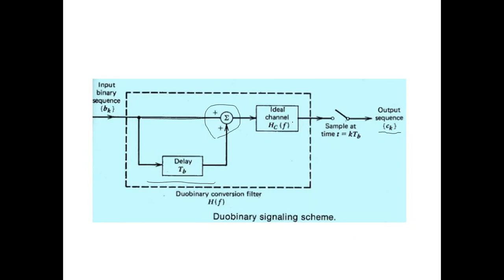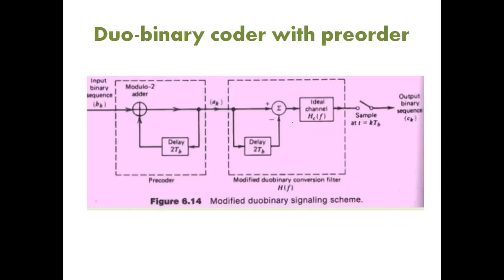If we go for the duobinary coder with precoder, the first dotted line section is called the precoder, and the second one is called the modified duobinary conversion filter.